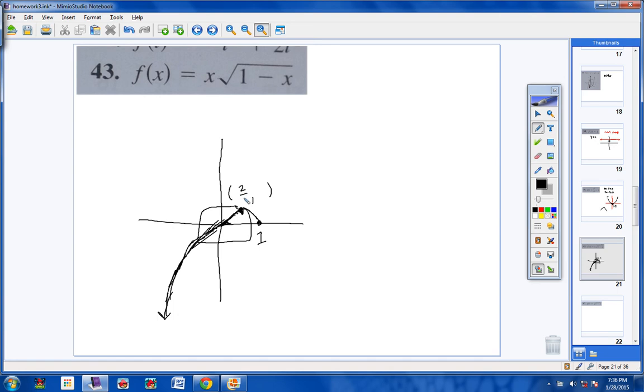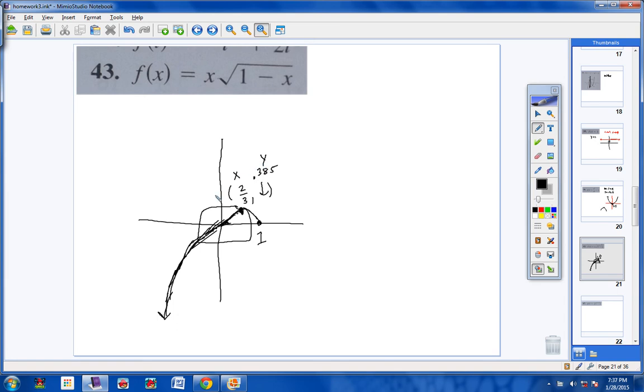0.66666666, so it must be 2/3. And then 0.3849. Hold on one second, students. 0.385 will work just fine right here. 0.385. Now, this is your x value. This is your y value.